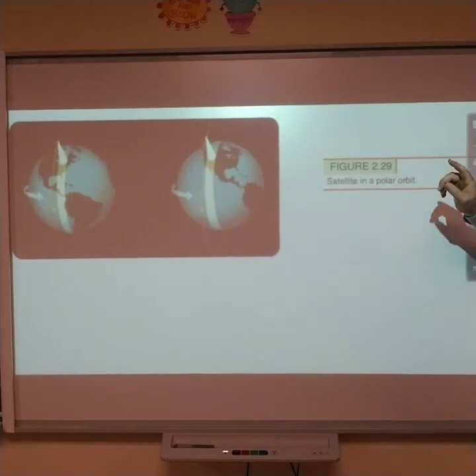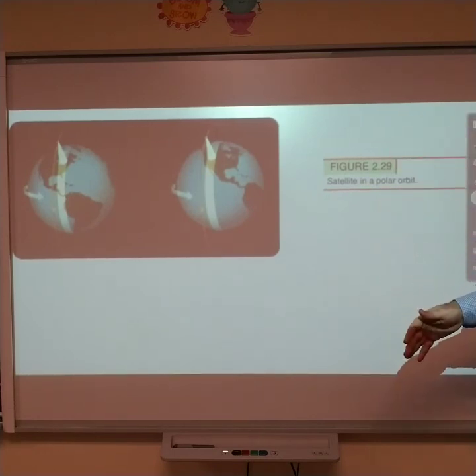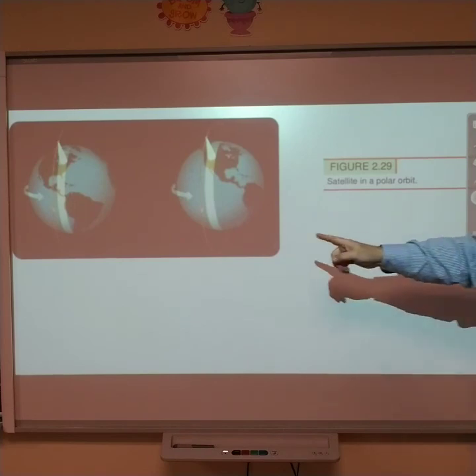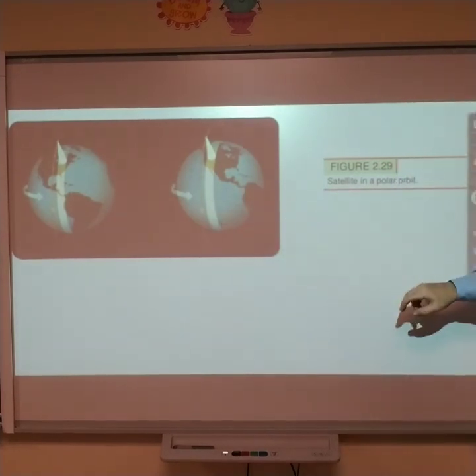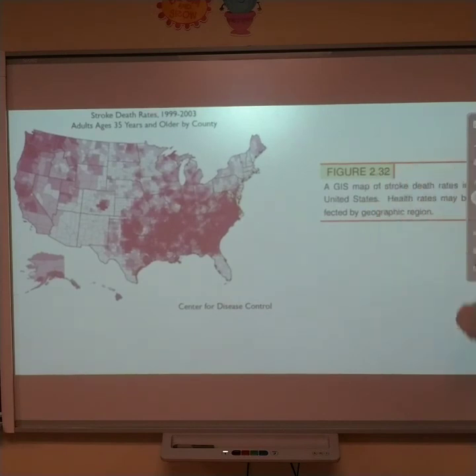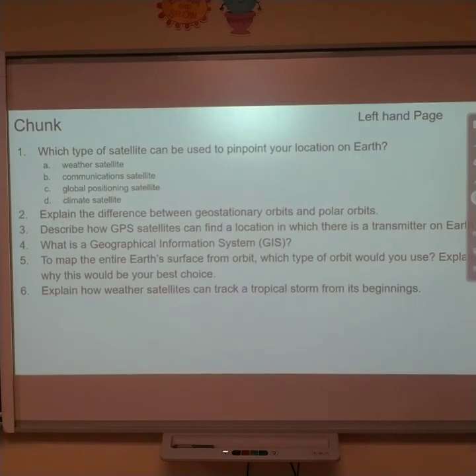Okay? A polar orbit, so again, if my fist is the Earth, as the Earth is rotating, the satellite is just orbiting from north to south and south to north and north to south. So in a day's time, it can scan the entire Earth. Not all at once, but one strip at a time as the Earth rotates. This is a map made using a geographic information system. And we have those, but we'll pause there.